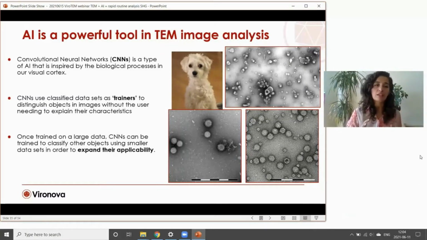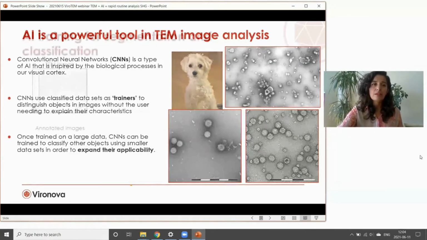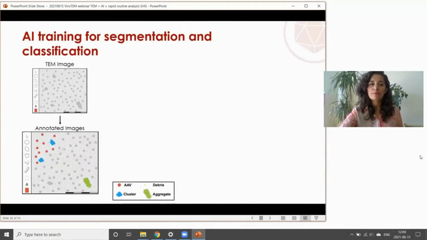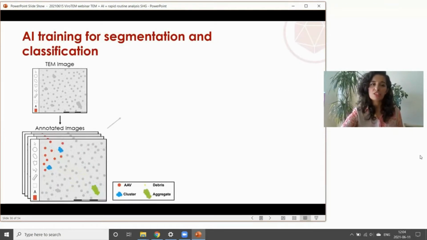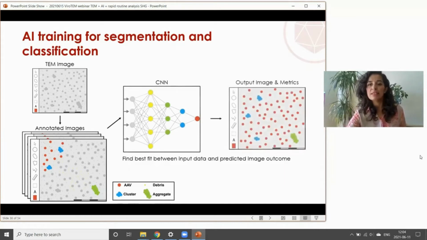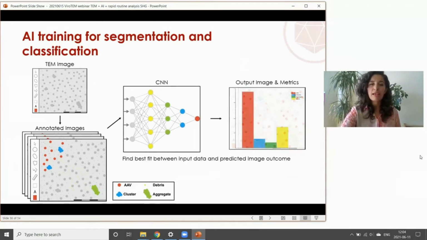And once you've trained it on a large data set, which we have done at Vironova, you can then continue training it on a much smaller data set to expand its applicability. I'm just going to show you how we do this. So this is AI training for segmentation and classification. You have your TEM image, you perform a set of annotations, and then you run the CNN. It will find the best fit between your input data and your predictive image outcome, giving you your output image and metrics.